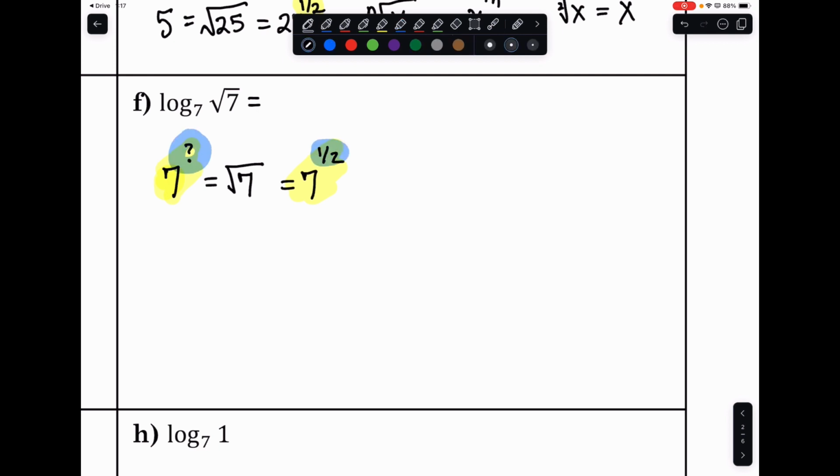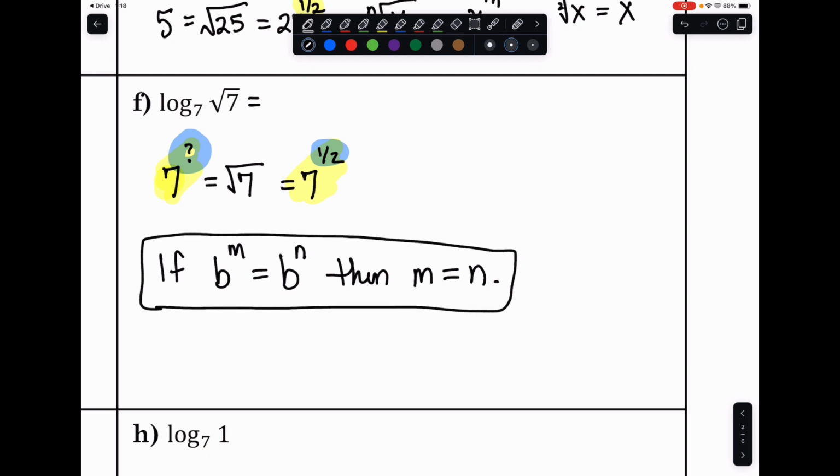This is referred to as the one-to-one property of exponents. So let's write that down here, okay? The one-to-one property of exponents. So if b to the m power is equal to the same base to a different exponent n, then m and n must be equal. So this must be true, and this is what we're using. So this has to equal 1/2.